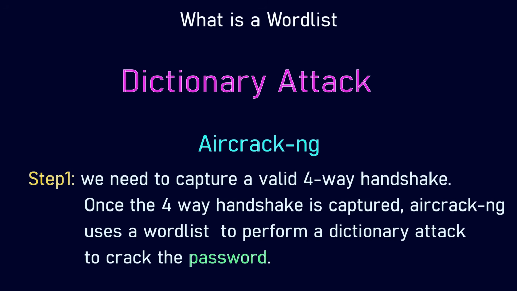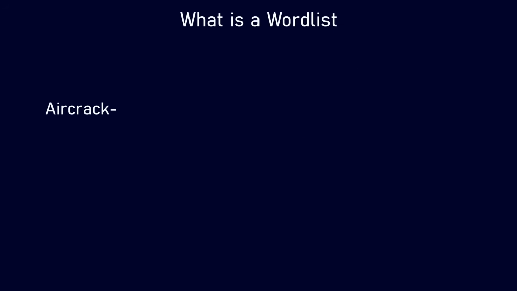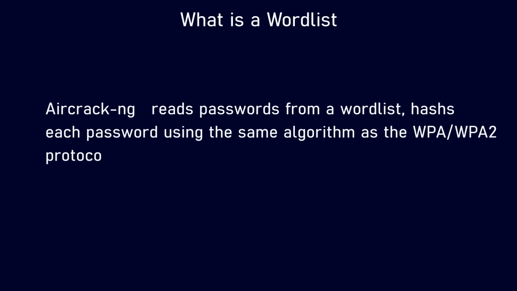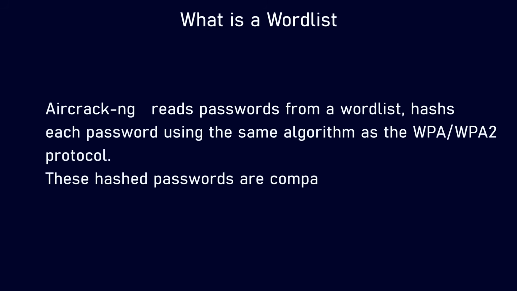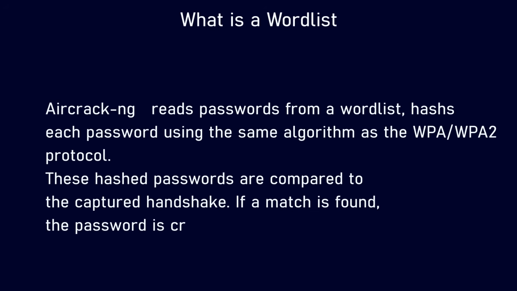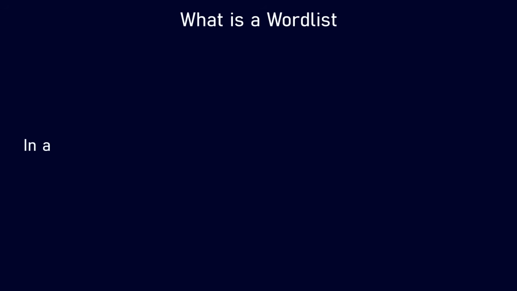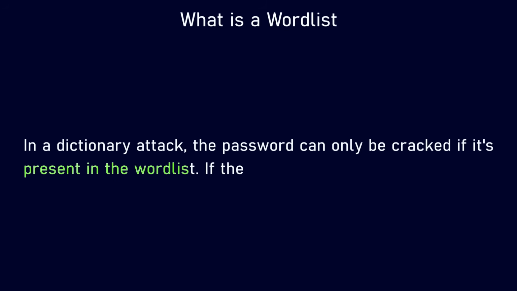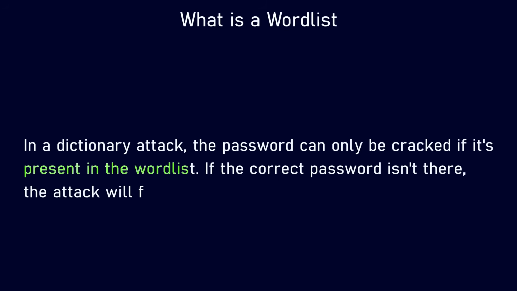The way Aircrack-ng works is it reads passwords from a word list, then hashes each password using the same algorithm as the WPA2 protocol. These hashed passwords are compared to the captured four-way handshake. If a match is found, the password is cracked. Remember, in a dictionary attack, the password can only be cracked if it is present in the word list. If the correct password is not there, the attack will fail.